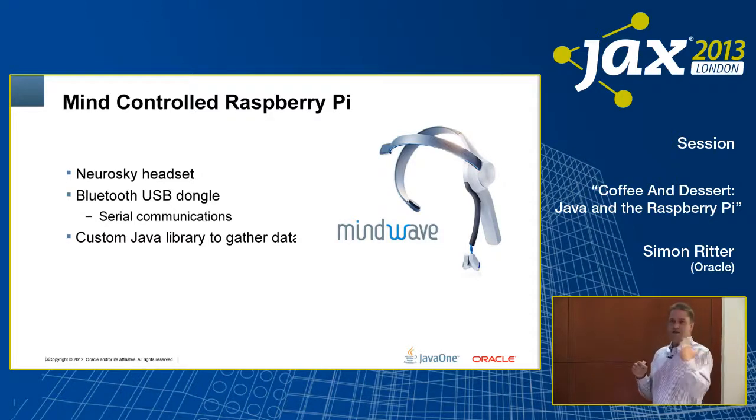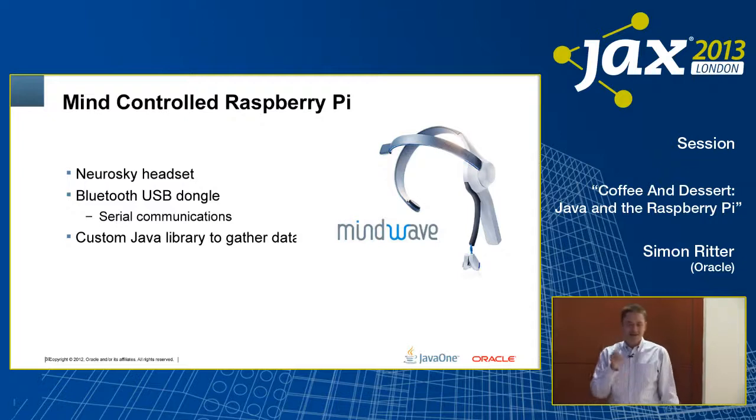And then that sends a Bluetooth communication to a dongle, which you can plug into a USB port. The USB port then communicates in a serial fashion, so you send a sequence of bytes and read a sequence of bytes back. Then I wrote a custom library, which sat on top of that and read the information back and forth to find out what my brain was doing. Well, in theory. We'll see how well that works in practice.